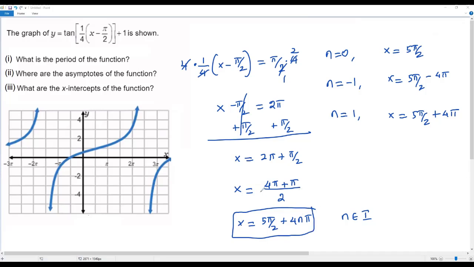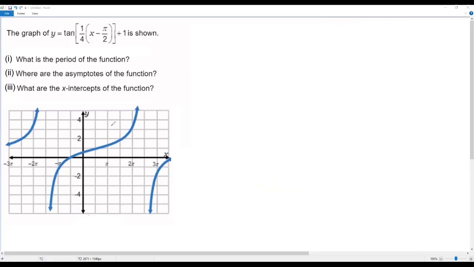Okay, now let's do the third question. The third question is: what are the x-intercepts of the function? Let me take the given tangent function y equals tangent of 1 over 4 times (x minus pi over 2) plus 1. So here we have y on the left side. To find the x-intercepts, we can better write this y on the right side. That is tangent of 1 over 4 times (x minus pi over 2) plus 1 equals y.